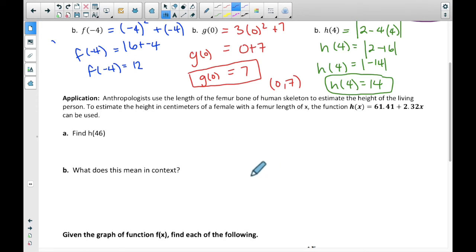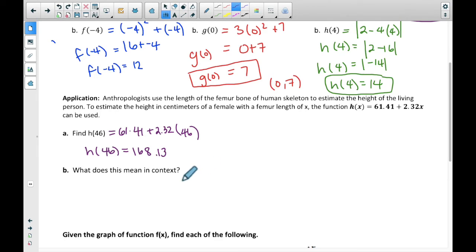Okay, let's look at an example. This time we have a word problem. Let's just read through the problem and then break it up and see what we need to do. Anthropologists use the length of the femur bone of a human skeleton to estimate the height of a living person. To estimate the height in centimeters of a female with a femur length of x, this is the function we're going to use. It says find h of 46. Remember, all that means is anywhere there's an x, we're going to plug in a 46. So I plug that in my calculator, I get 168.13.